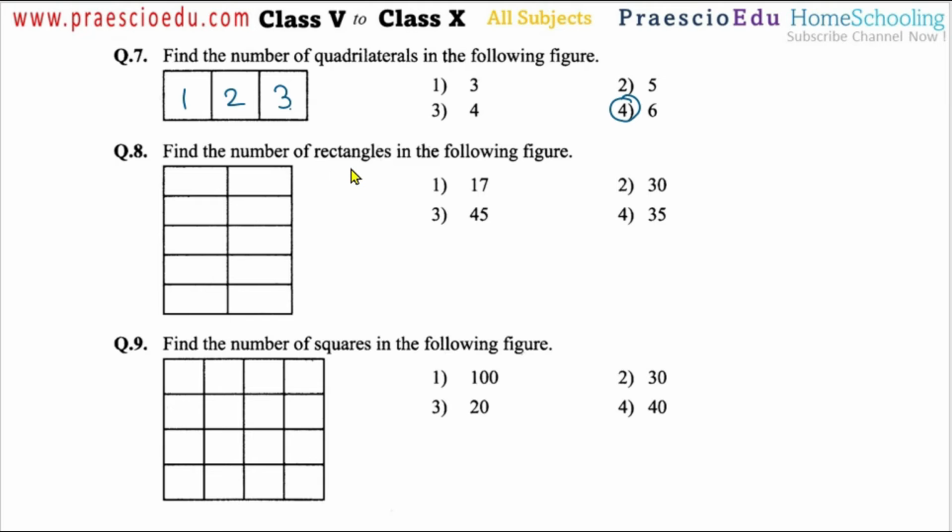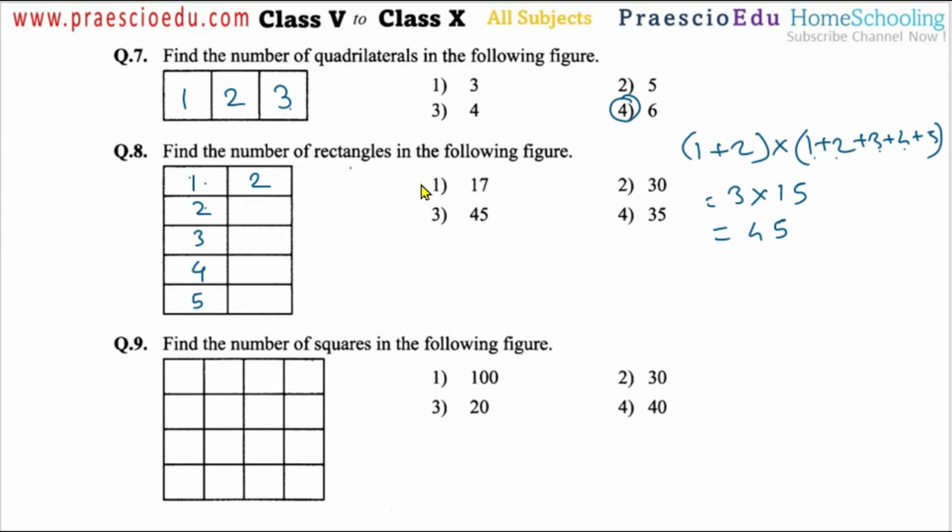Question number 8. Find the number of rectangles in the following figure. So in one row, 1 and 2. Then in a column, 1, 2, 3, 4 and 5 numbering. So for this one, we know the formula. Addition of the row means 1 plus 2, and then multiplication by the addition of all the columns, 1 plus 2 plus 3 plus 4 plus 5. So 1 plus 2 is 3, multiplied by this one: 1 plus 2 plus 3 is 6, plus 4 is 10, plus 5 is 15. So 3 multiplied by 15 is 45. So there are a total of 45 rectangles, and this is given in option number 3.